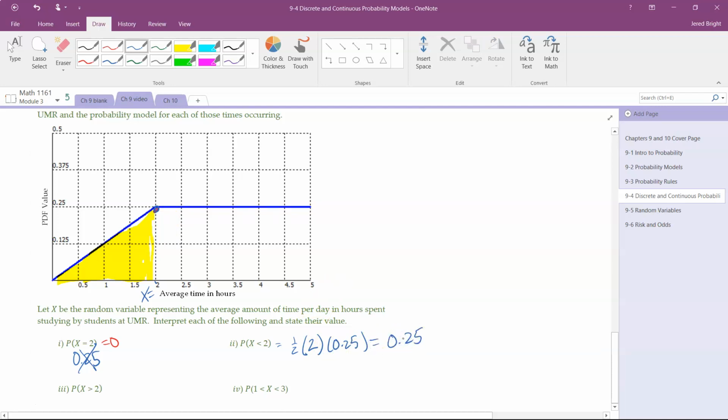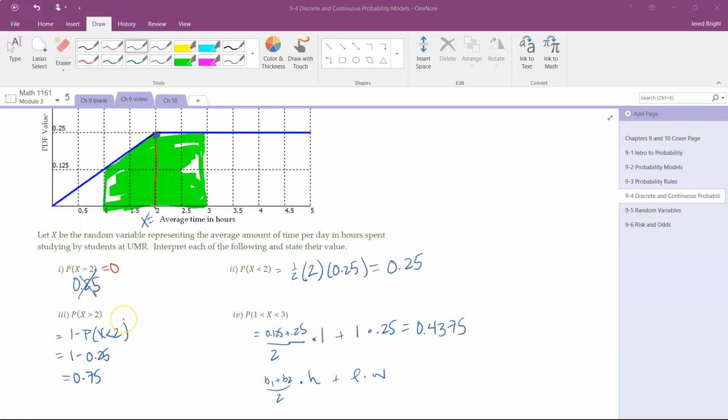All right, so using the notion that probabilities are computed as areas, calculate 3 and 4 for me. Resume the video when you're ready to see the answers. And here we go. So for 3, I just use the complement rule, right? Because this is less than 2, this is more than 2. They're complements of each other, so 0.75.